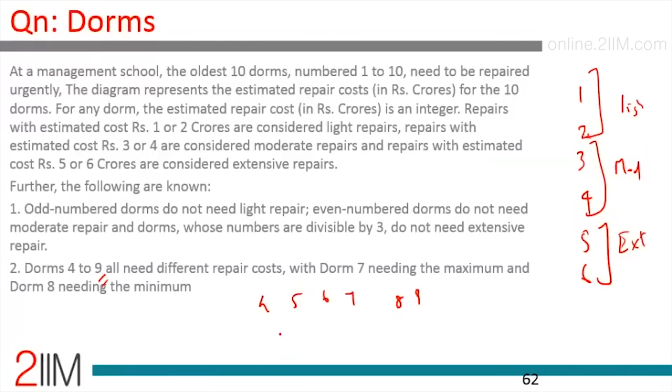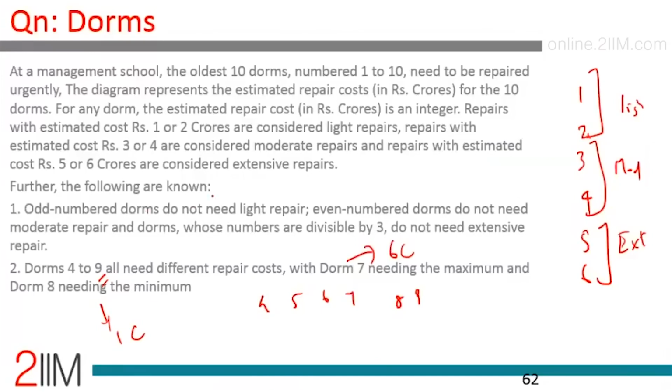DOM 7 needing the maximum, DOM 8 needing the minimum. So DOM 7 should cost 6 crores, DOM 8 should cost just 1 crore. And that we have been given straight away on a platter. The DOM 7 cost 6 and DOM 8 cost 1 crore. And the repair cost of DOM 7 and 8 we know straight away.